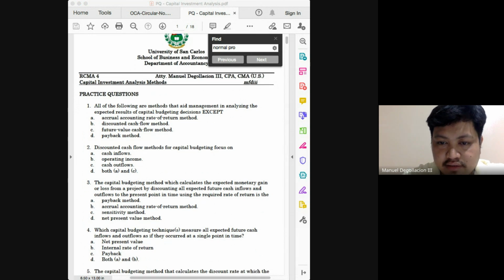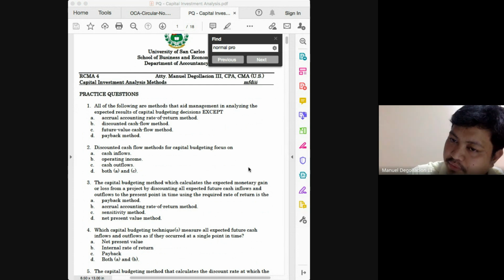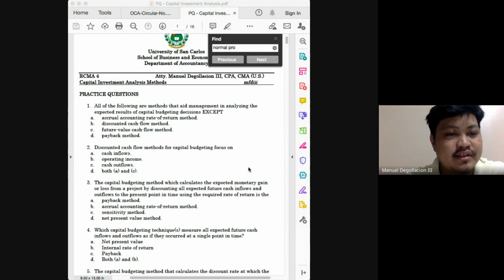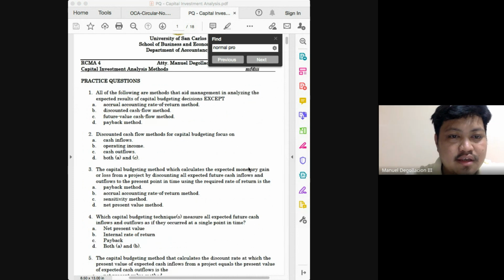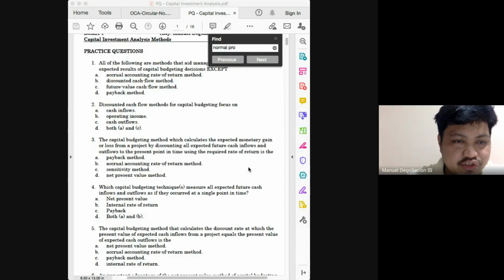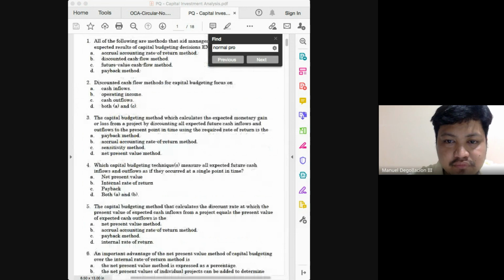Number two, discounted cash flow methods for capital budgeting focus on, the answer here is letter D, both A and C. So both inflows and outflows. Basically, under the DCF or the discounted cash flow method, the focus would be on cash flows. I think we have discussed or mentioned this in our discussion on the basic capital budgeting process.